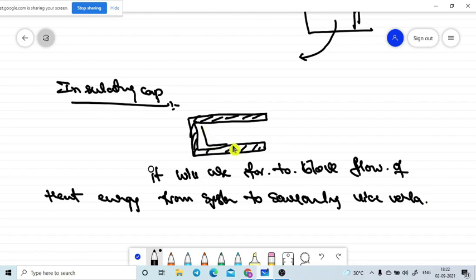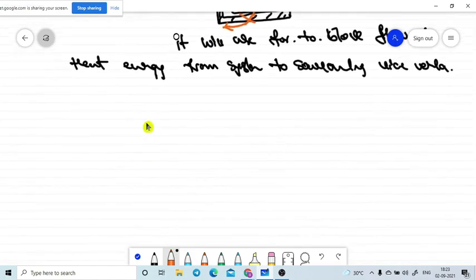Here we keep the cylinder, and it should not allow heat energy to enter from the surroundings to the system. It will block it here. Otherwise, heat energy would move from the system to the surroundings; it will block that here too. So it won't allow heat energy to pass from the system to the surroundings, as well as from the surroundings to the system. That is very, very important for the insulating cap. Where needed, we can use this insulating cap.